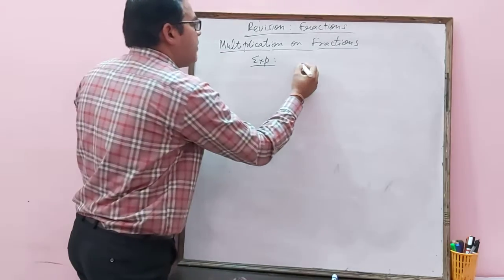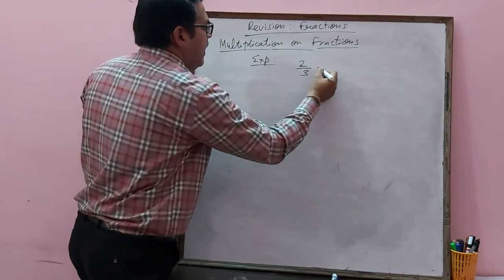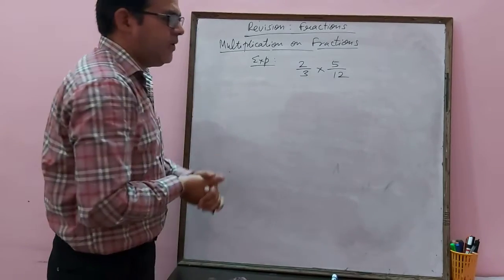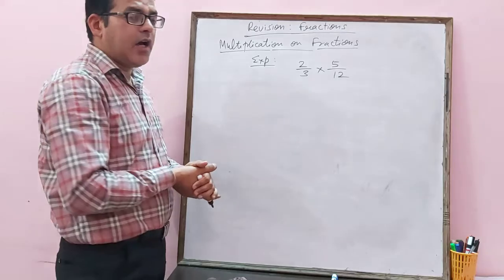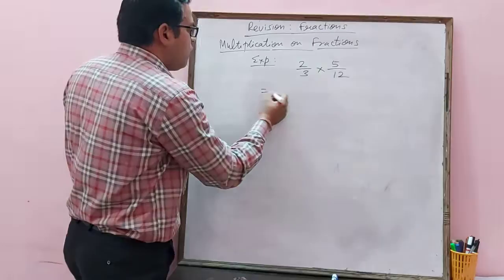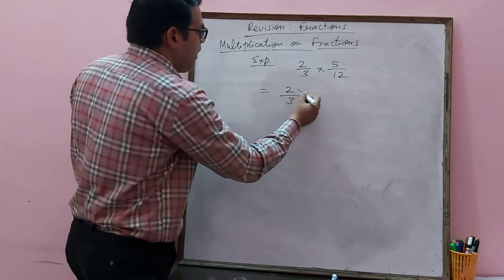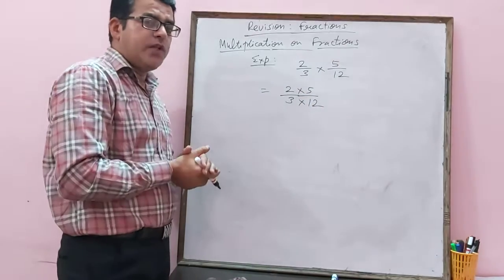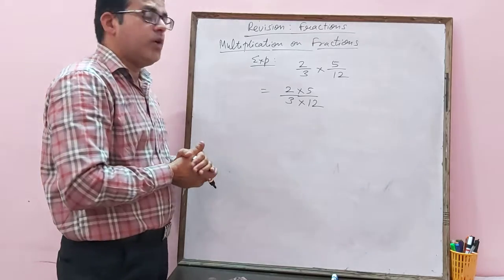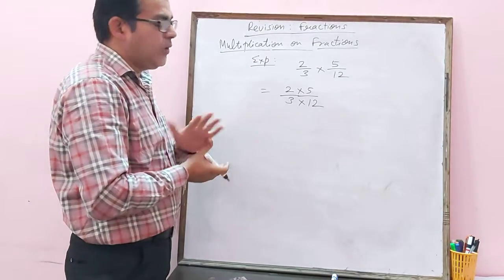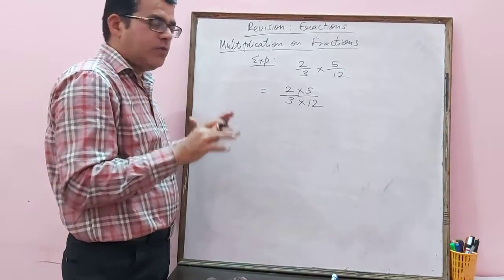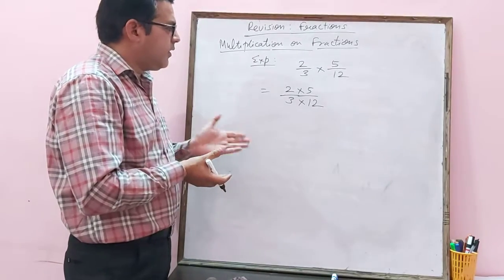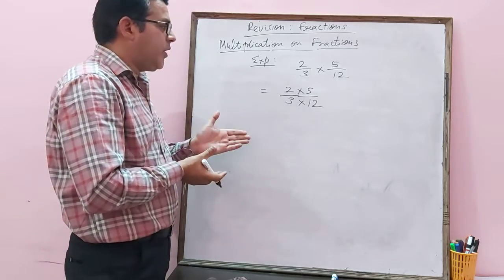Right? Now I am taking 2 by 3 and 5 by 12. Two fractions now I am taking together. Now what to do? Same rule. We can directly multiply numerator with numerator and denominator with denominator. No need to take LCM. Once again I am reminding you. Right? Now just check, have a look at this. Is there any common factor between numerator and denominator?